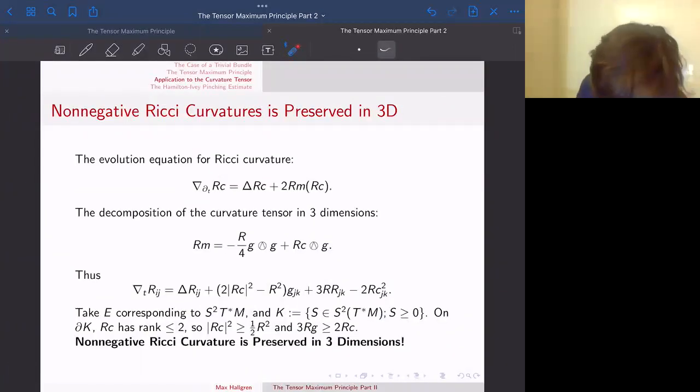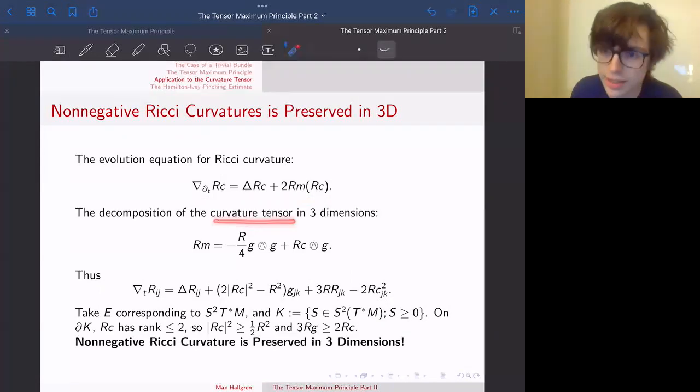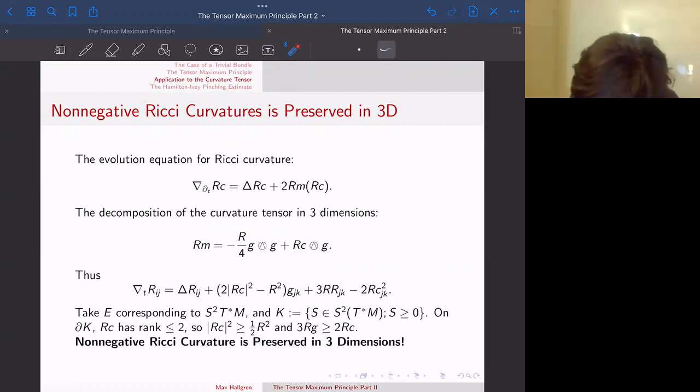Okay. So the evolution equation for Ricci curvature is given by this. And so in any dimension, we have a decomposition of the curvature tensor into these invariant pieces with respect to the O(n) action on tensors. And so in 3 dimensions, this looks pretty simple. Using this, we can rewrite this equation in terms of just the Ricci curvature. So there's nowhere here that the full curvature tensor appears.